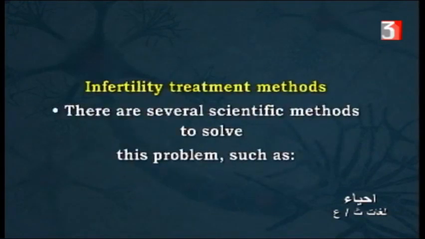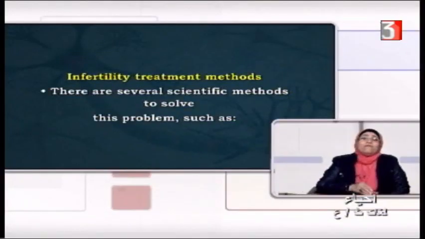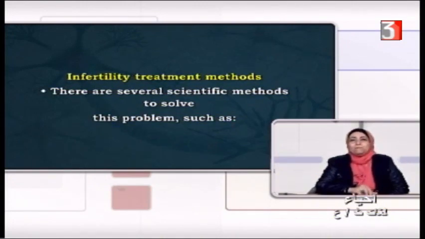This is also what are the infertility treatment methods. If there is infertility, there are several scientific methods to solve this problem. Infertility means the female or the male cannot have a baby. That is, there is an ovum and maybe there is a sperm but they are not fertilized by each other.